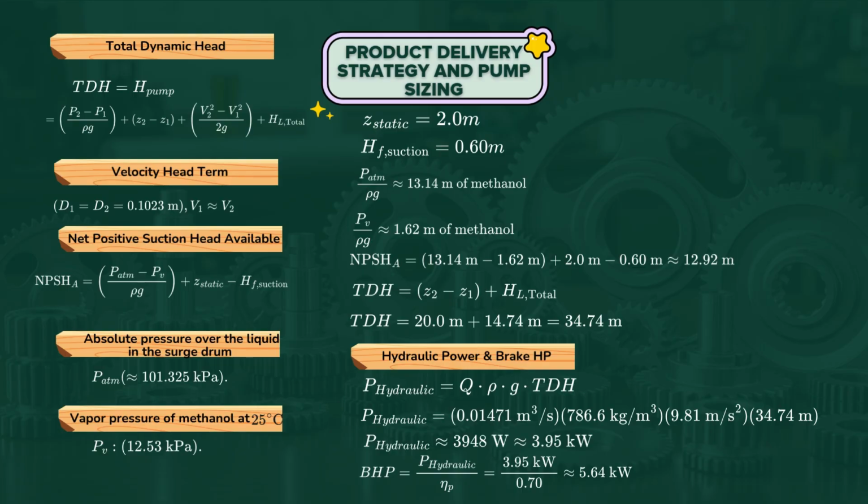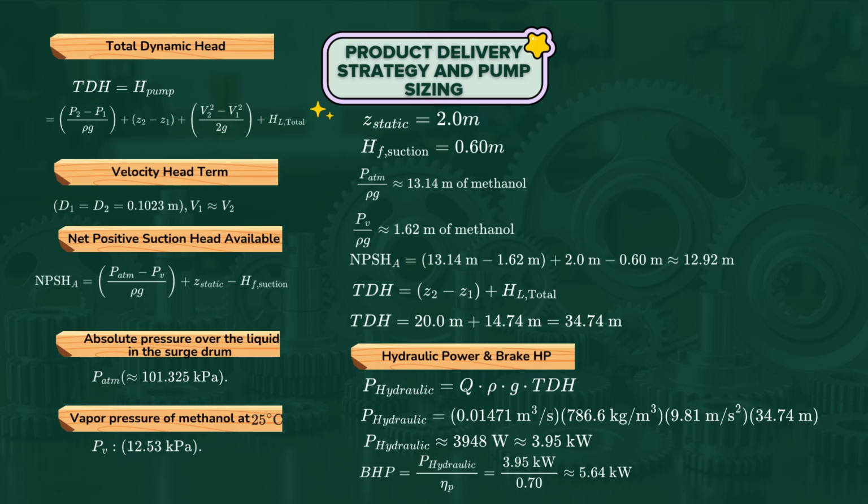Hydraulic power. The energy imparted to the fluid is calculated as P hydraulic equals Q times density times G times TDH, equals 0.01471 meter cube per second times 786.6 kilogram per meter cube times 9.81 meter per second square times 34.74 meter, equals 3,948 watts, equals 3.95 kilowatts.